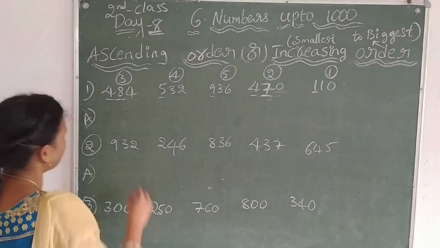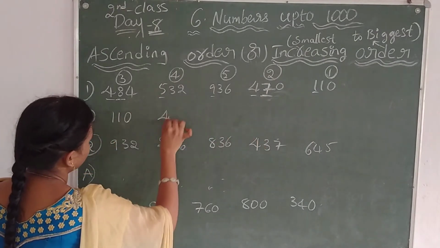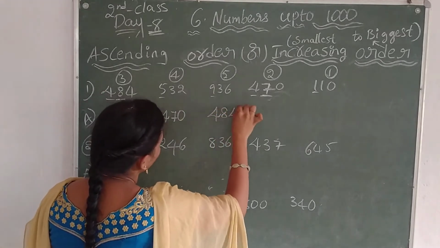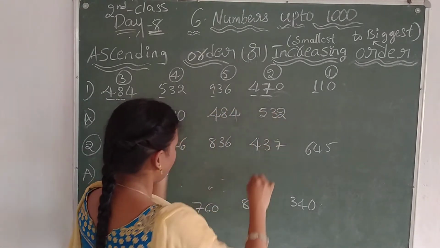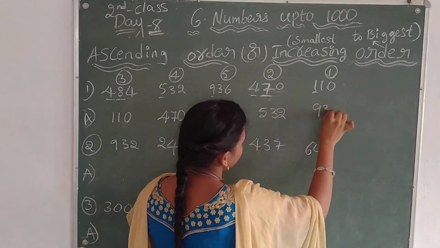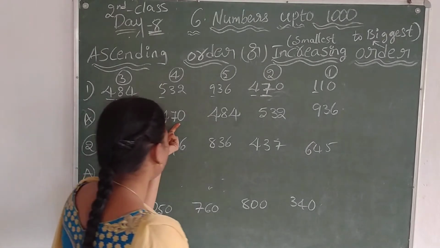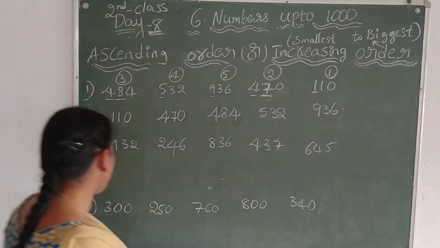Write down the first number, the second one, third one, fourth one, fifth one. Understood, children? 110, 470, 484, 532, 936.